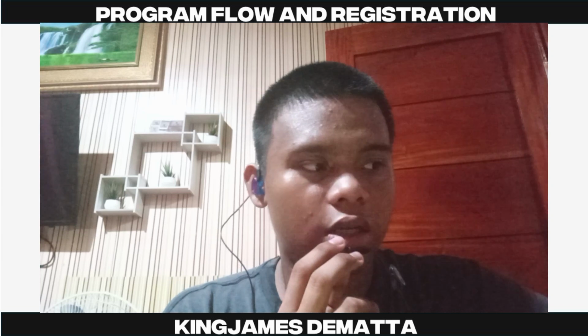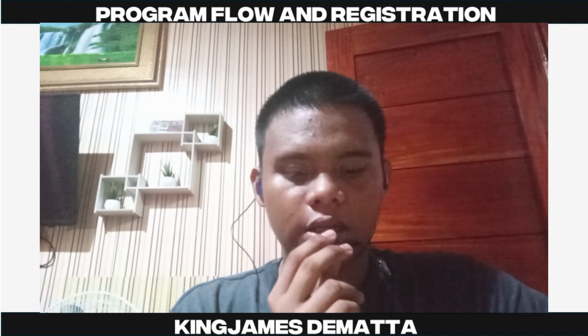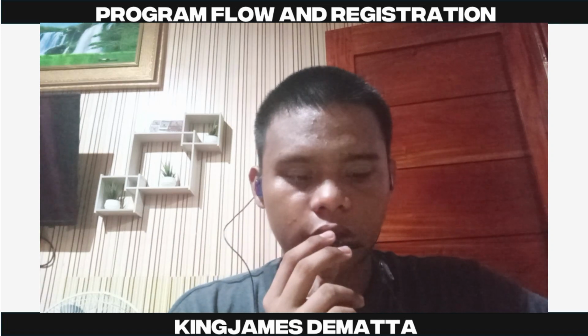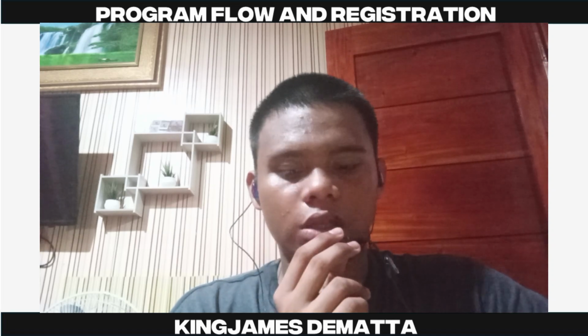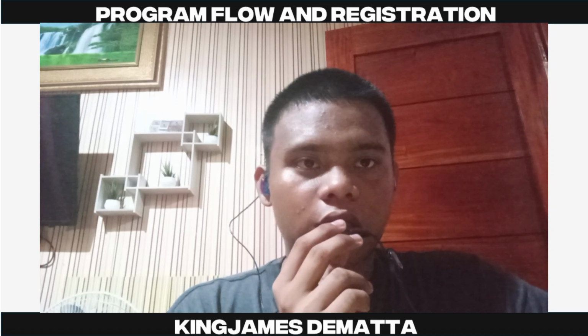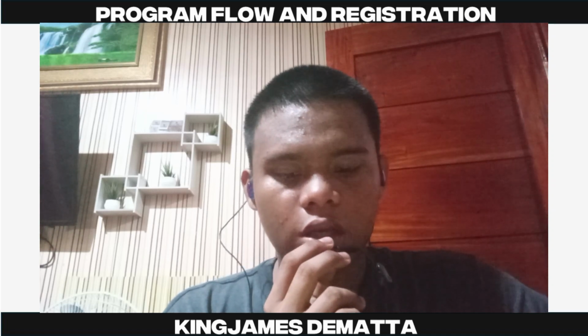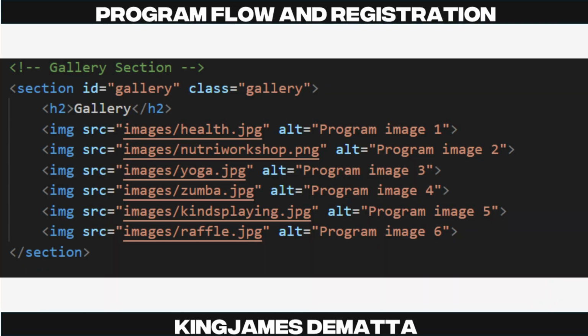After that, for the gallery section, we're gonna use the section ID gallery and H2 for the heading of the gallery. Use also the IMG SRC for the images link inside the project folder, and we also use alts as an alternative name to show the image if it will not load into the program, and that is the same for the rest of the images. And after that, we're gonna close the section tag and proceed to the registration form.